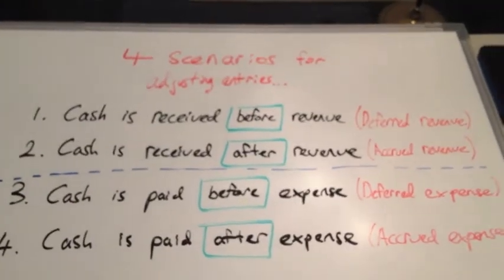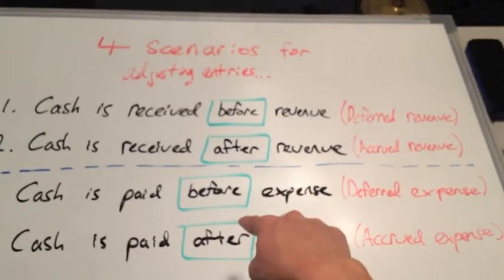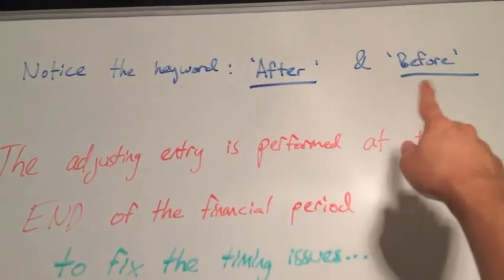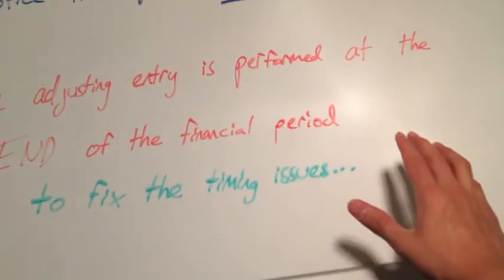Now consider these four scenarios that are grouped into categories of revenues and expenses. Also direct your attention to keywords such as before and after. Once again, these keywords indicate to us the timing issues which we are attempting to correct through adjusting entry.